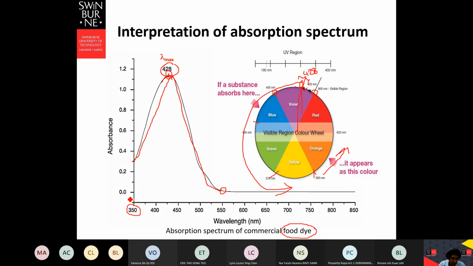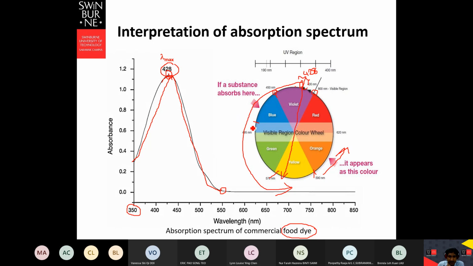Let me see if I can draw a straight line. So the exact opposite of 428 will be here. Yeah, it's quite good. So we will see it is yellowish. Yellow color, we can say, yellow to green in boundary, like that.